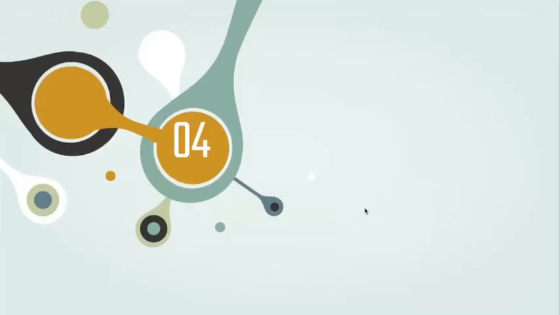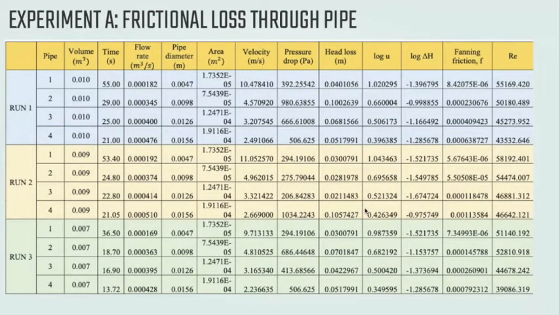So we proceed to the result part. As you have seen in the video about the procedure, here is the result for experiment A, which is the frictional loss through the pipe. We are using 4 different kinds of pipe with different diameters. The volume, time, and flow rate are determined during the experiment, and the rest of them can be calculated using specific formulas. We repeat it 3 times because we want to get a more accurate result. One thing to be noted is that the Reynolds numbers for all these runs are turbulent.